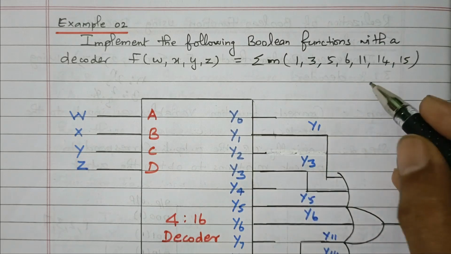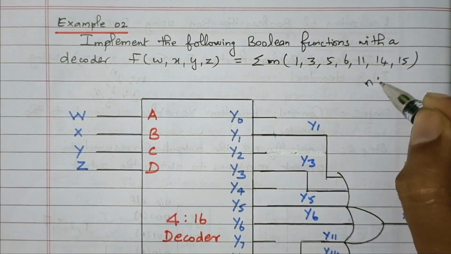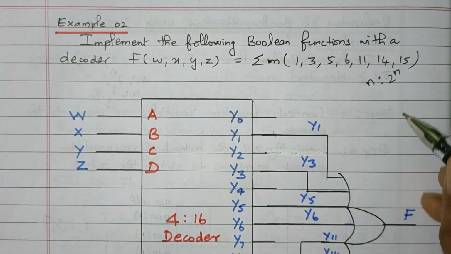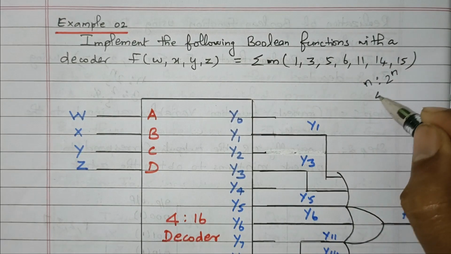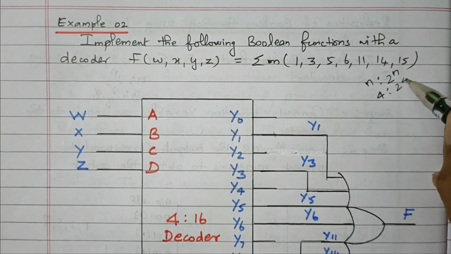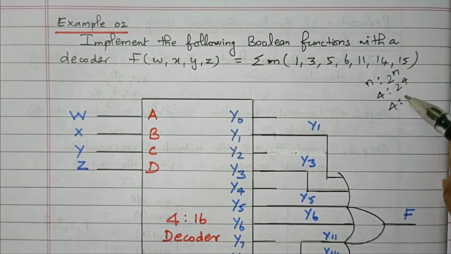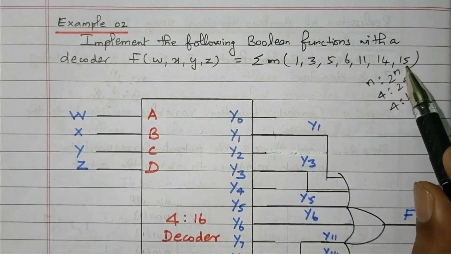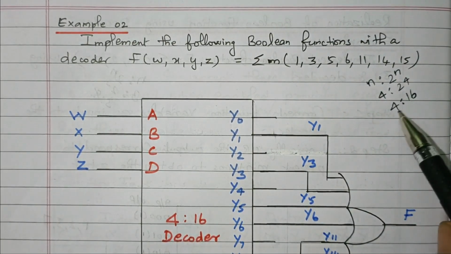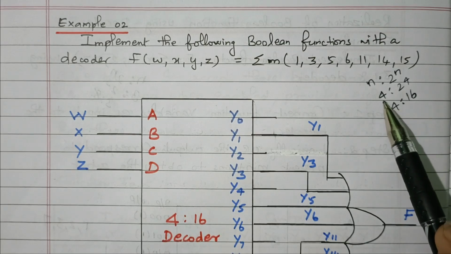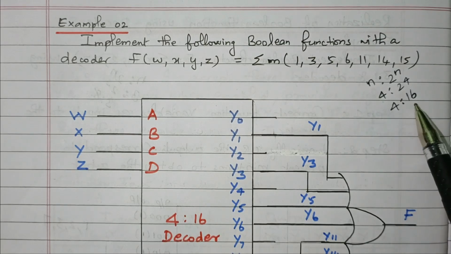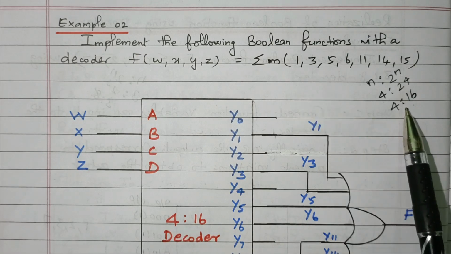We know that a decoder is a device having n inputs and 2 to the power n outputs, right? So here 4 inputs are available, so n equals 4 and 2 to the power 4 is 16. That is 4 inputs and 16 outputs. Definitely we need 16 combinations of outputs, so we need to use a 4 into 16 decoder, with 4 inputs and 16 outputs. In that we will get 16 different outputs.